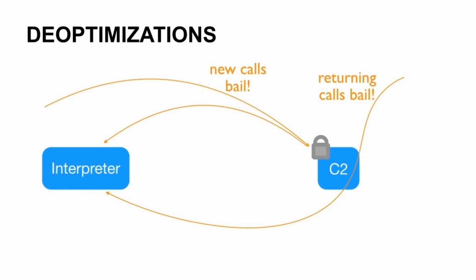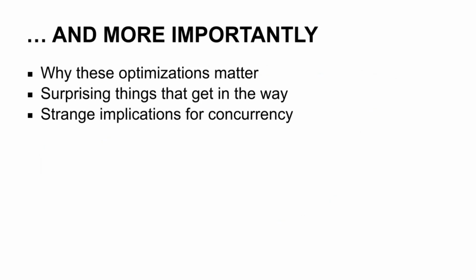But also about the consequences, de-optimization, which lets us do cool optimizations, but does come with a latency penalty. In fact, de-optimization occasionally stops the world. And more importantly, you're going to learn why these optimizations matter and how they all fit together, and the surprising things that you can do that get in the way of them working. Things that you would think should optimize your code can actually backfire. And these optimizations come with some surprising implications when we're trying to write concurrent code.